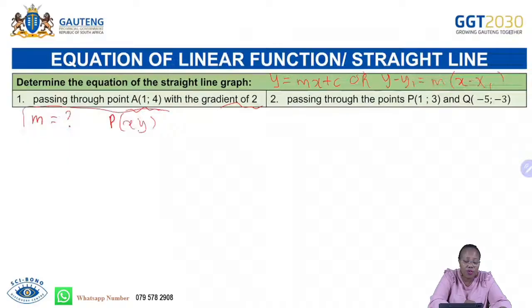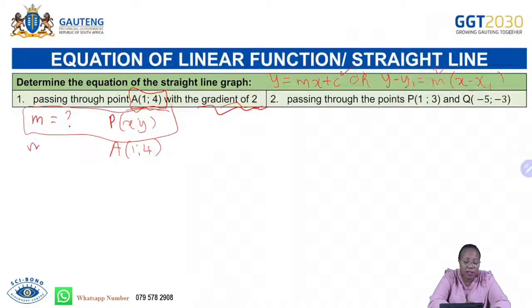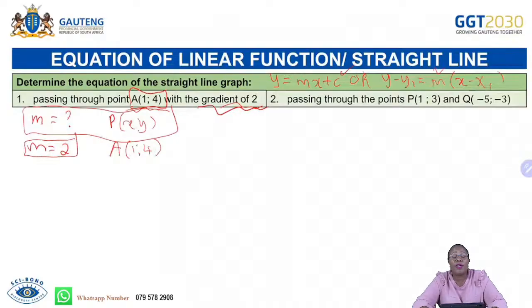If we have these two, you can apply either of those two equations to find the specific equation for that graph. So this one is passing through a point P, our point is A(1, 4), and our gradient is equal to 2 for this condition. If and only if you have those two, then you'll be able to find the equation of your graph. So now let's do the first one.